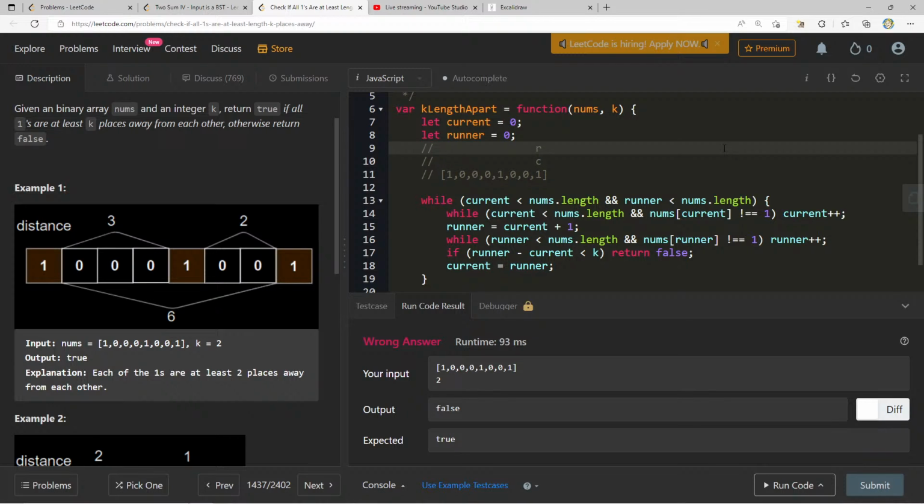Okay, while current, that's fine. Runner equals, okay, so runner equals current plus 1. And now we get to a case where this one's out of bounds. So while runner, which is just a number, is, well, no, while runner is less than nums.length, okay, that breaks. If runner is, I guess, do we have to say the same thing again here?